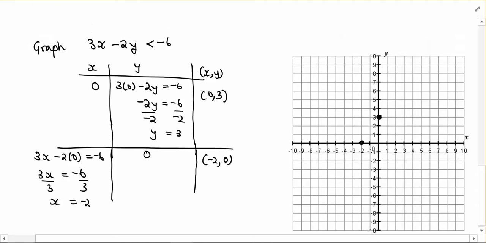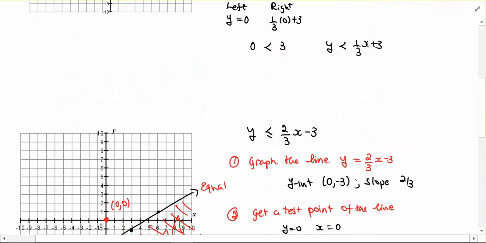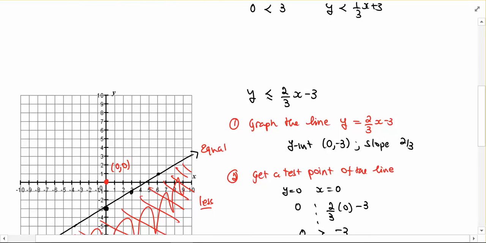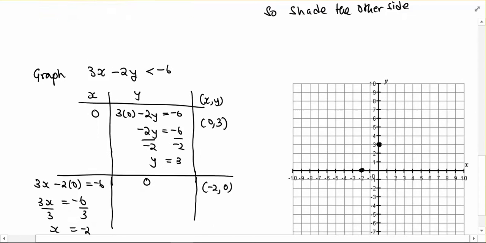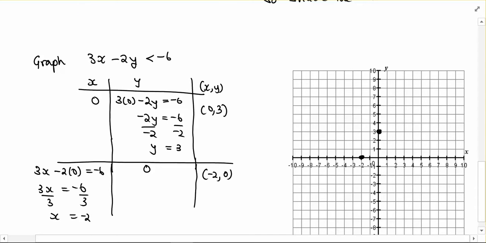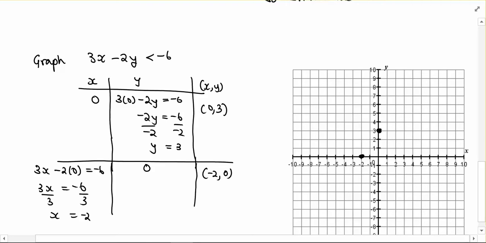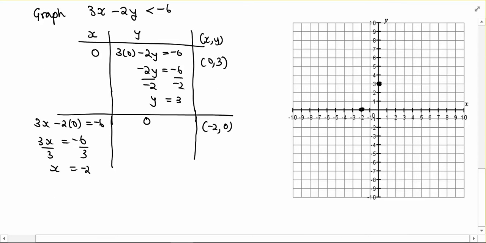Now, notice the inequality. The difference between this inequality and this one is that in this one we want y to be less or equal. So equal was okay in this one. On this one, on the other hand, equal is not okay. So how do we tell the difference between equal okay versus equal not okay? You use a dashed line, right? So the line is not included.